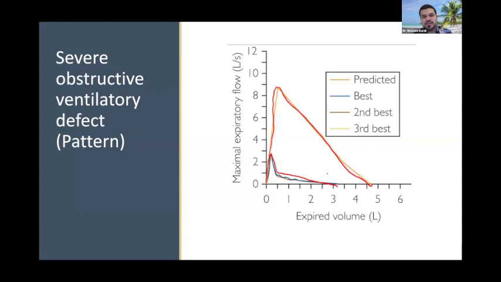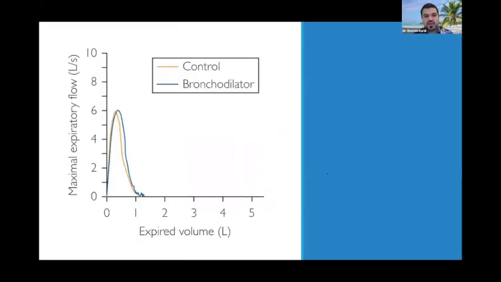Okay, so this one. What do you think about this one? You'll see both of these curves are done by the patient. He did a pre and a post bronchodilator one, which is why he has two. The blue is the post bronchodilator, and the gold line is the pre bronchodilator. As you see, essentially it didn't make any difference. So what do you think about this pattern here?